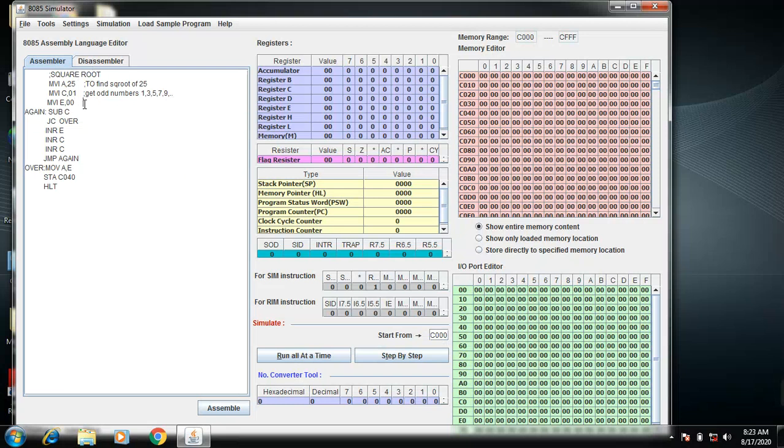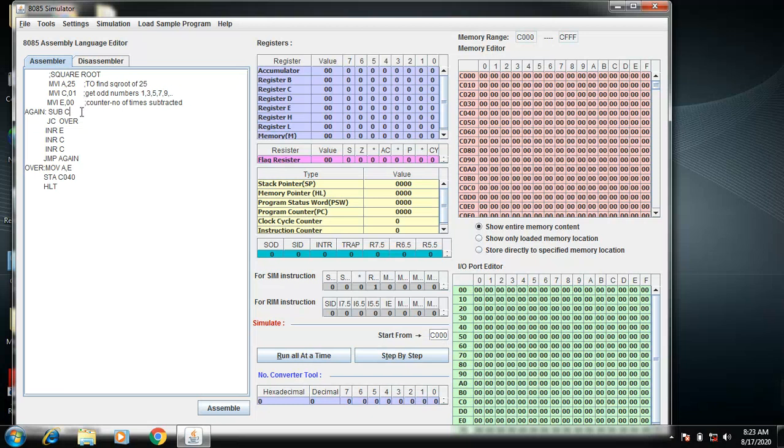One more register: MVI E, 00. Here the E register is for counting, that is, a counter for the number of times the subtraction is done. So the E register will count how many times it is subtracted, comparing 25 and the odd numbers.